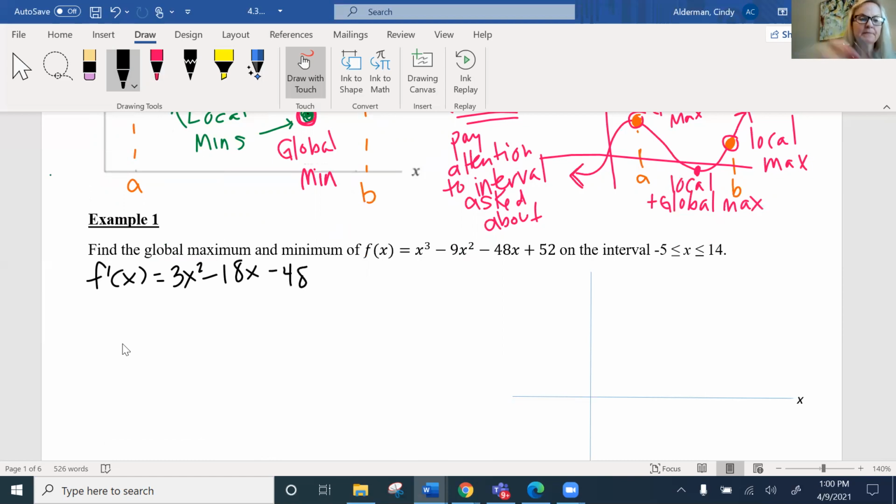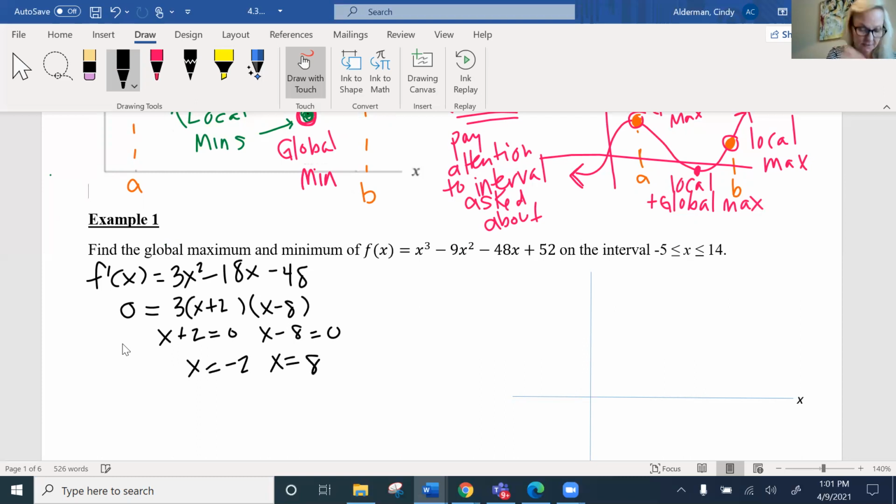That's the first derivative. Then we're going to set the first derivative equal to 0 and solve it. If you factor this, you'd get 3 as a GCF, and then you factor the resulting trinomial to get x plus 2 and x minus 8. From there, you're going to set each factor equal to 0, right? We can ignore 3 since there's not a variable with it. And so that's how we're going to get the solutions or zeros, right? So we have x is equal to -2 and x is equal to 8. So these are the critical points.